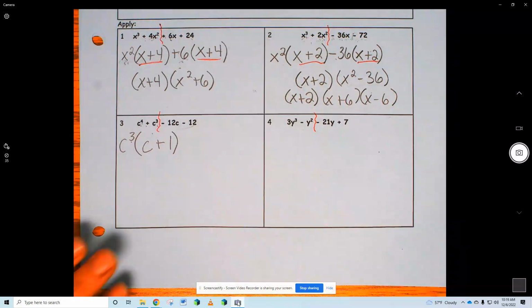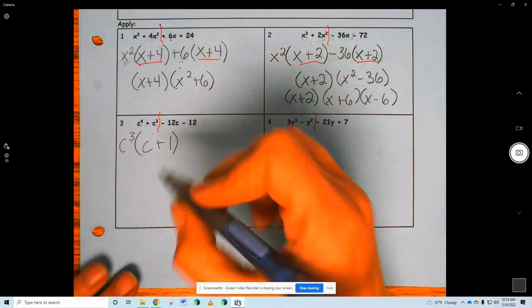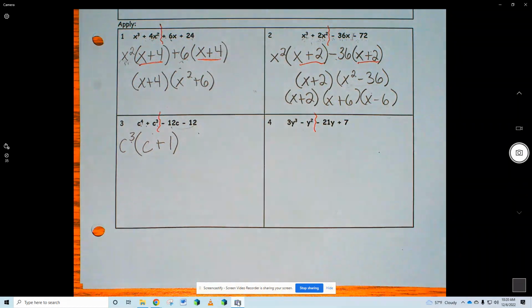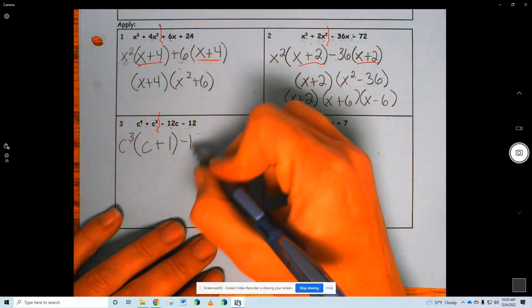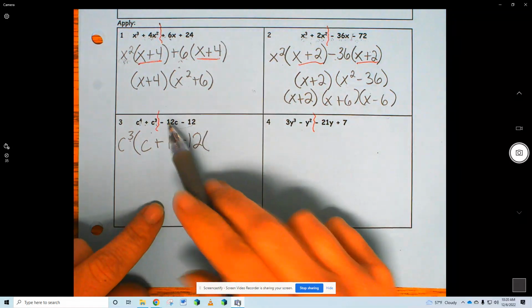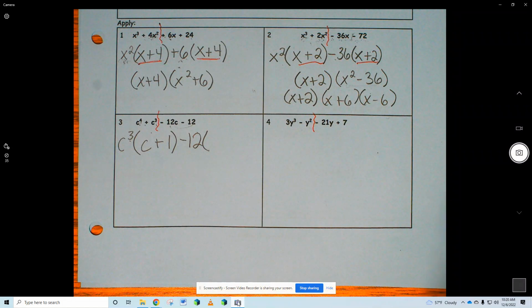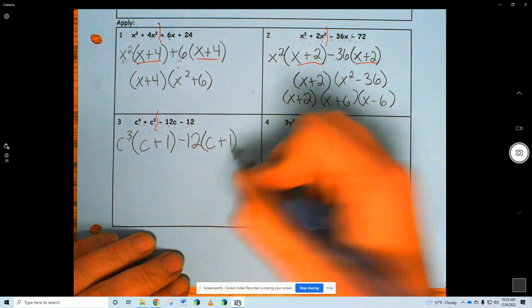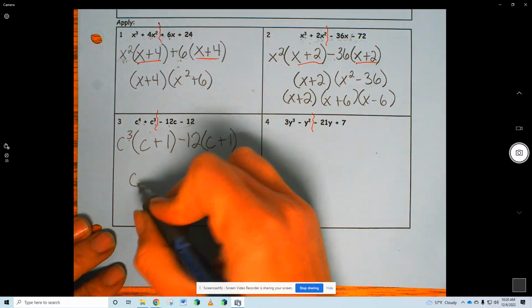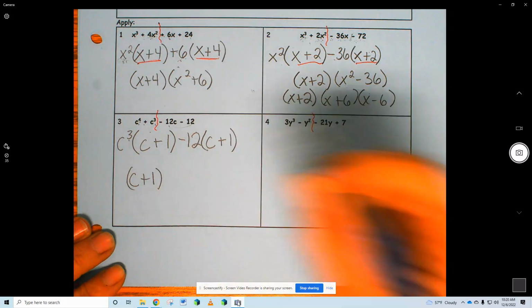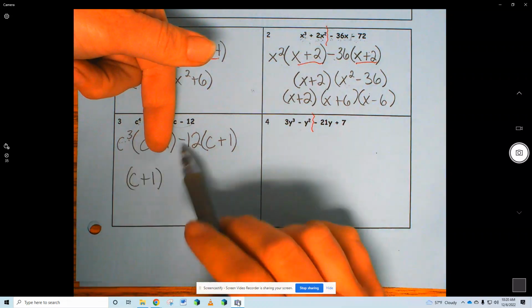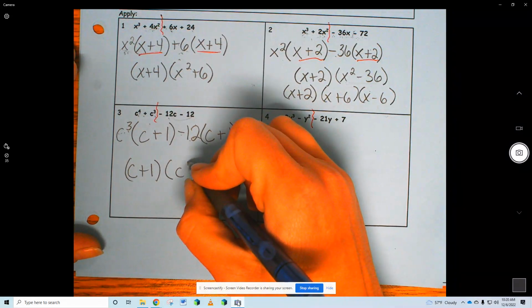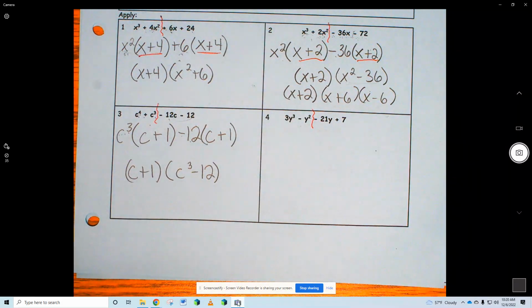Now I'm doing the second two. Negative 12C minus 12. What's the common number of a negative 12C and a negative 12? Negative 12. Yeah. Negative 12C divided out of negative 12, just a C. Plus 1. Negative 12 divided by negative 12, positive 1. My C plus 1 is the same. And then still there, the C cubed and the minus 12. That's in my second parentheses.